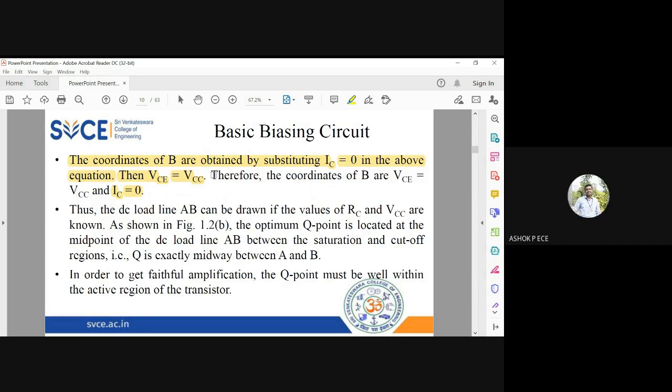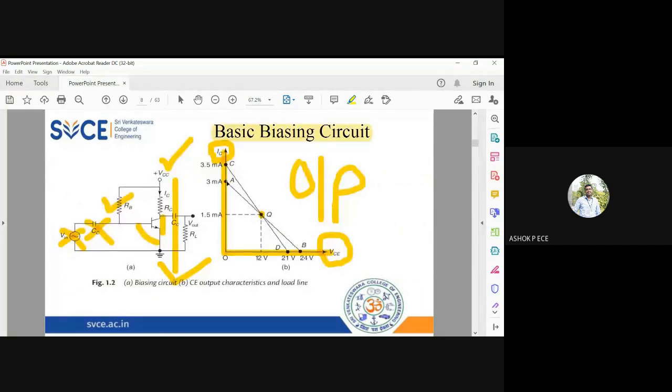Cutoff condition. Very good. So you see here, for finding the active region point, we are finding the two ends of the active region, which are cutoff and saturation. Or I can say the DC load line will comprise all three operating points: cutoff, the active region point or Q point, and the saturation point. So if I join A and B, that is called my DC load line.